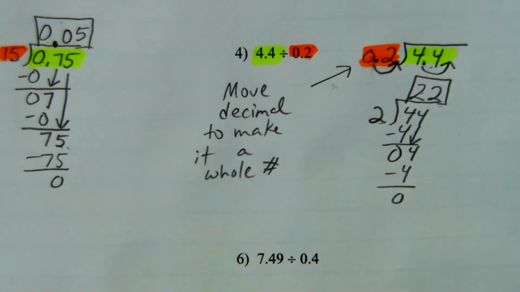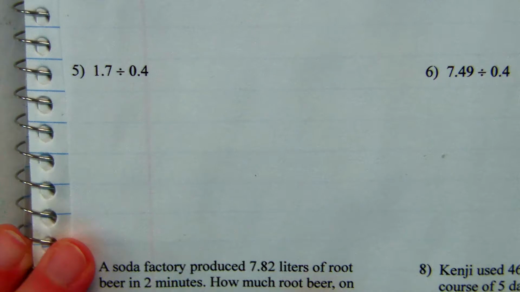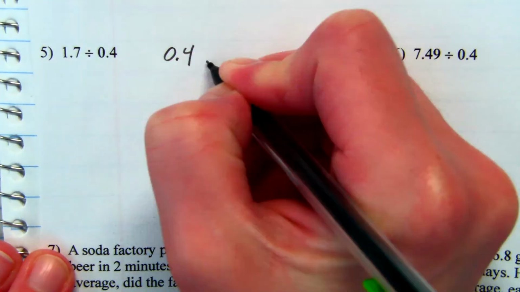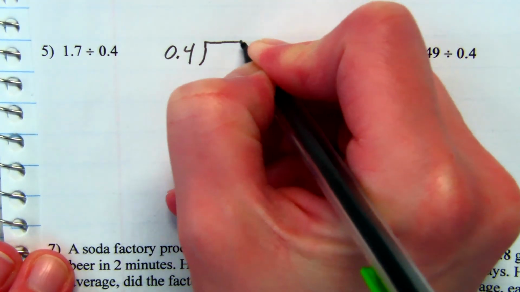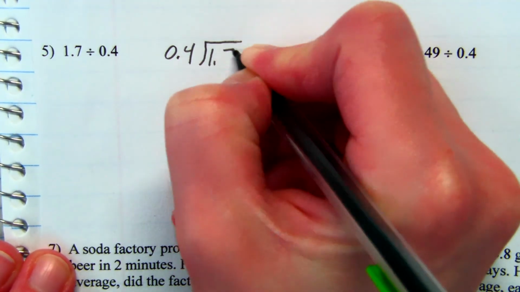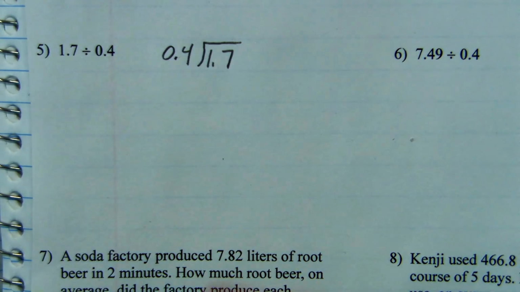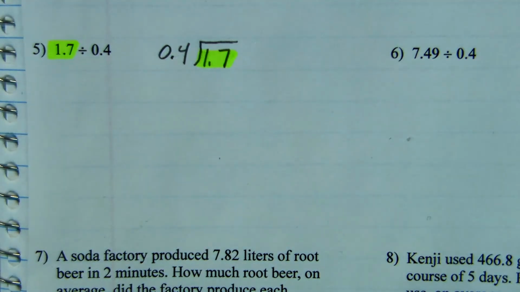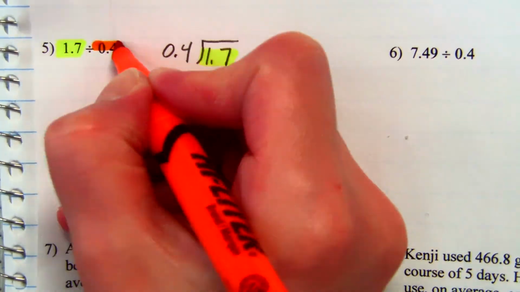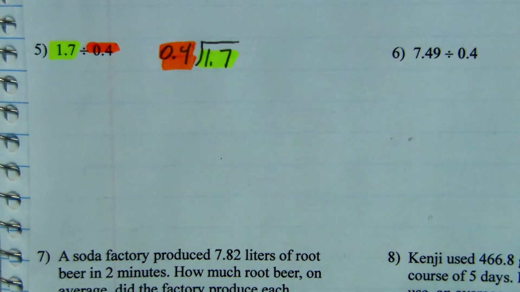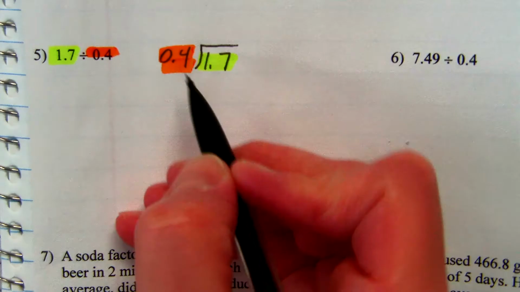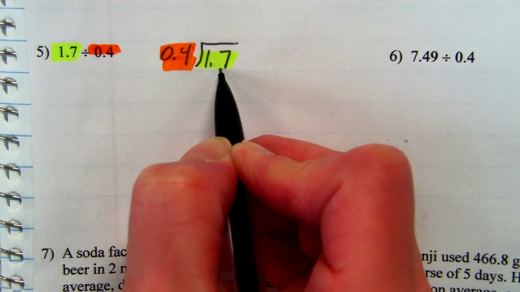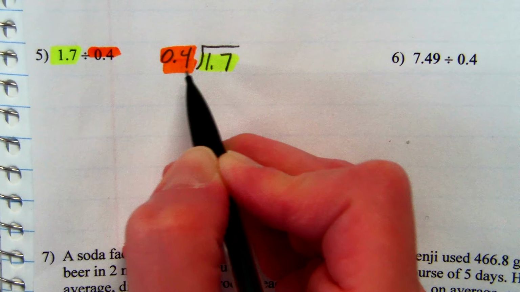All right, so let's look at another one. So let's go down here to number 5. So 0.4 is going to go on the outside, and we're going to put 1.7 on the inside. So I'll color code just how I set this up to start with. That went on the inside, and this went on the outside. And then the thing I want to check, it's okay if there's a decimal in here. We did some of those, that's fine. We just don't want a decimal here.